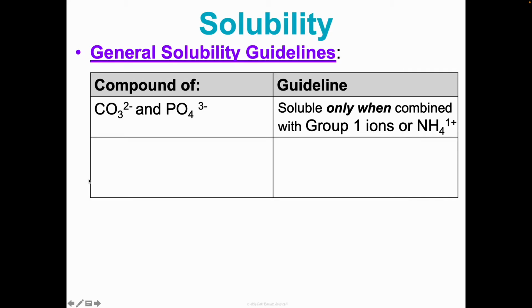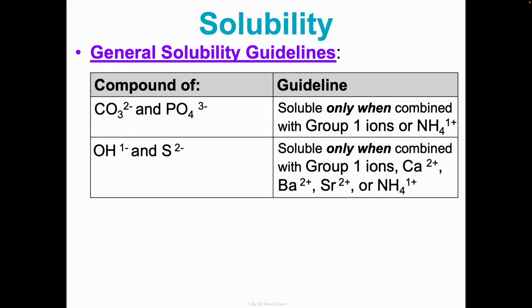Remember we said at the beginning, if it's with group 1 or ammonium, it's always soluble. That's how carbonate and phosphate are. If they're with anything else, they will not be soluble. We would not mark them as aqueous before writing a chemical reaction. We would mark them as S for solid. They would form a precipitate.